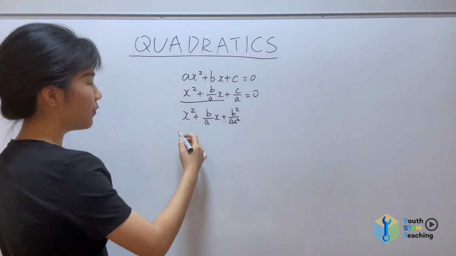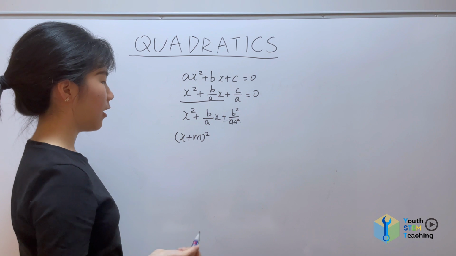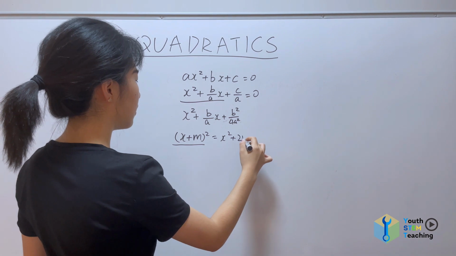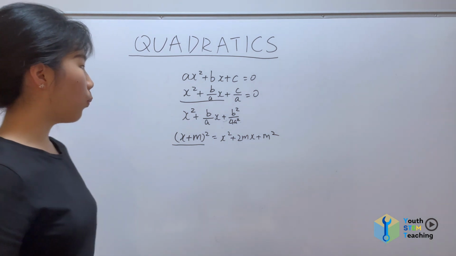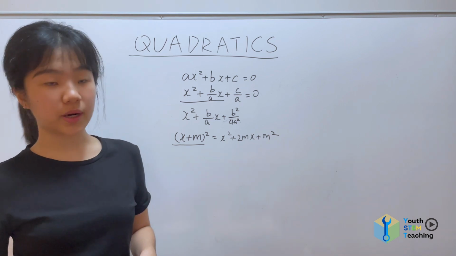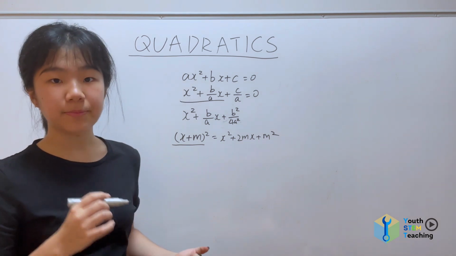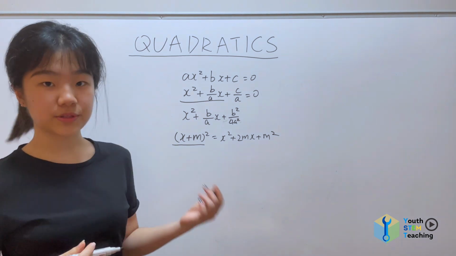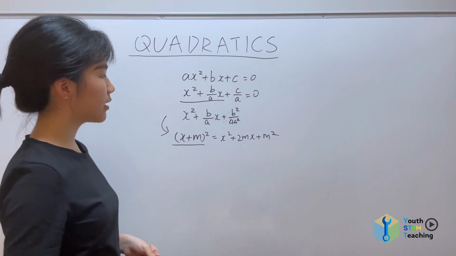And why is it like that? You can recall the formula for the expansion form of this one equals this formula. And why do we need to complete the square? Because after we have completed the square, we can square root both sides. And then we can have x plus some constant equals something, and then we can get x equals something. So this is an important step for us to find x.